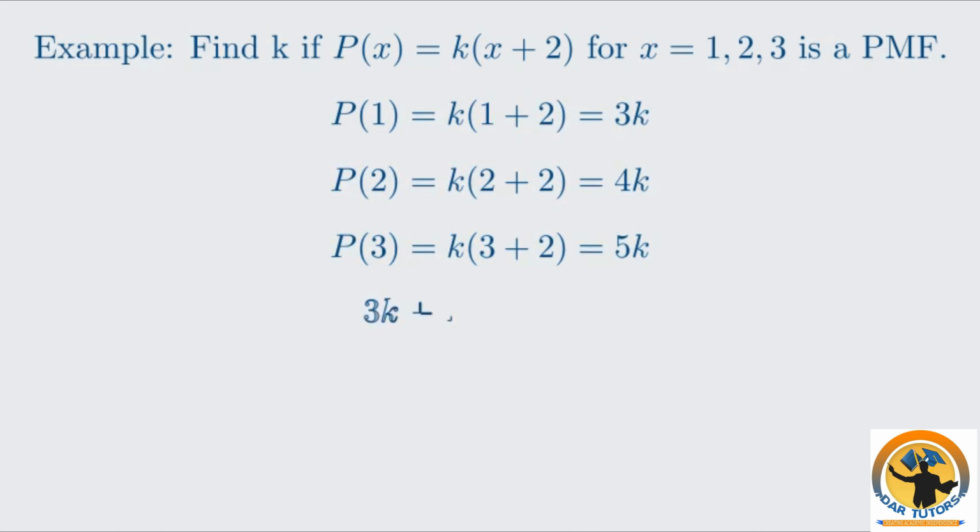Next, we set up our equation. The sum of these probabilities must be 1. Combining the terms, we get 12k equals 1. Dividing both sides by 12, we find that k must be 1/12. Let's check our answer. The probabilities are 3/12, 4/12, and 5/12. All are positive and less than 1. Their sum is 12/12, which is 1. So our value of k is correct.